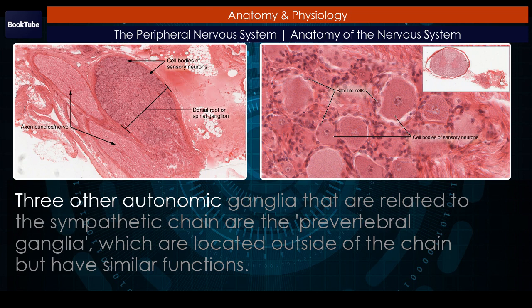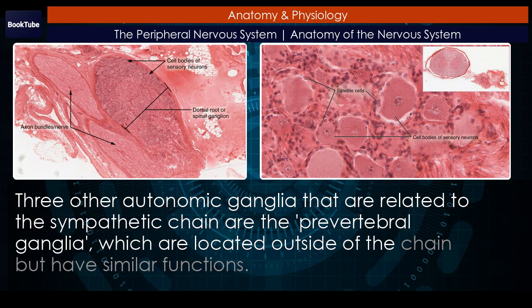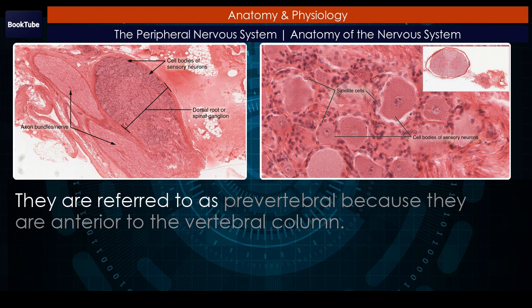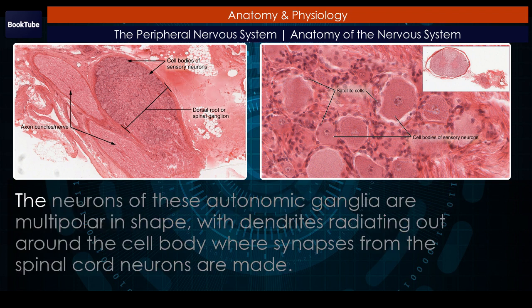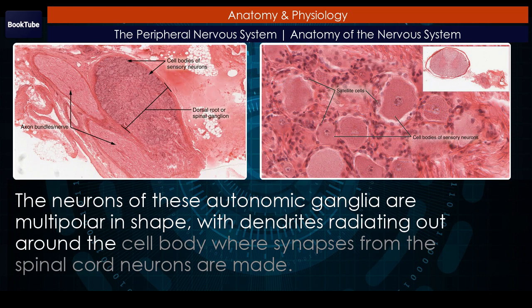3 other autonomic ganglia that are related to the sympathetic chain are the prevertebral ganglia, which are located outside of the chain but have similar functions. They are referred to as prevertebral because they are anterior to the vertebral column. The neurons of these autonomic ganglia are multipolar in shape, with dendrites radiating out around the cell body where synapses from the spinal cord neurons are made.